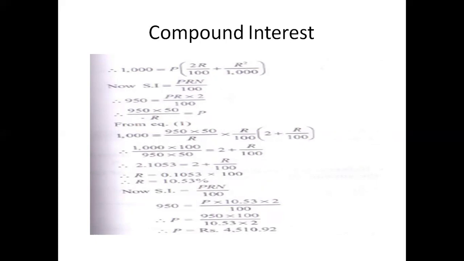So that is 950 is equal to P into R into 2 by 100. Therefore we have 950 into 50 into R is equal to P. That is from equation 1. We have 1,000 is equal to 950 into 50 by R into R by 100, that is equal to 2 plus R by 100.